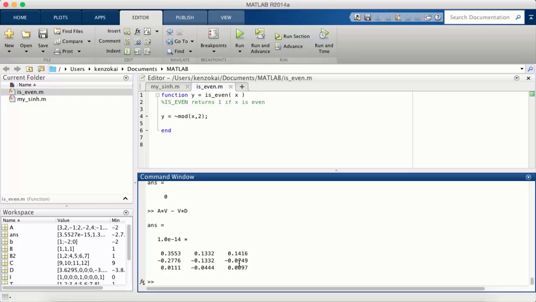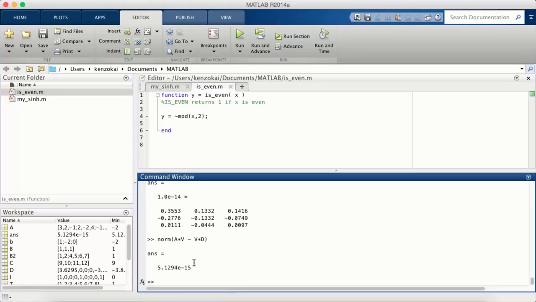And so typically, in a Euclidean space, for example, it's all the elements squared, added together, and then you take the square root. So in Matlab, there's a function called norm that does this. So let's just see what that gives us. It gives us one very small number, 5 times 10 to the minus 15, which we again can use to confirm that it's very close to 0. So A times V is very close to equal to V times D.